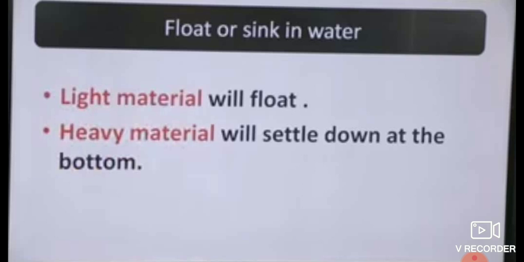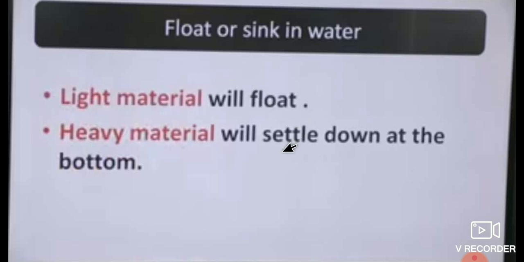Another property of material is whether it floats or sinks in water. Here, lighter material will float, while heavy material will settle down at the bottom of the water. For example, light material will float in water.